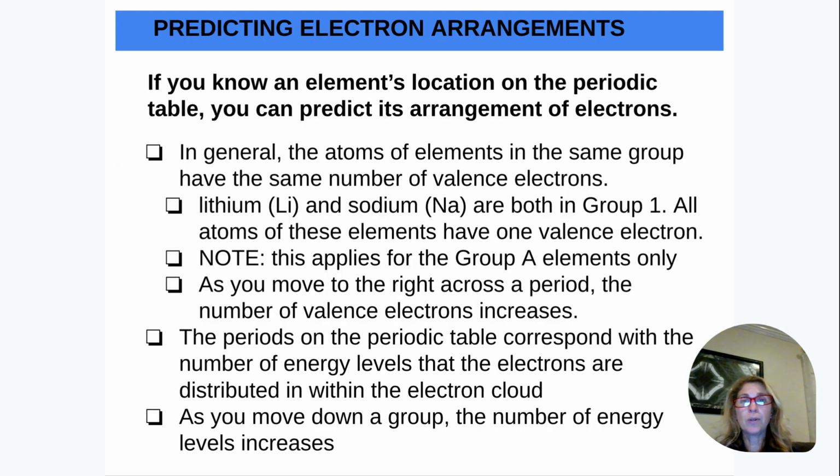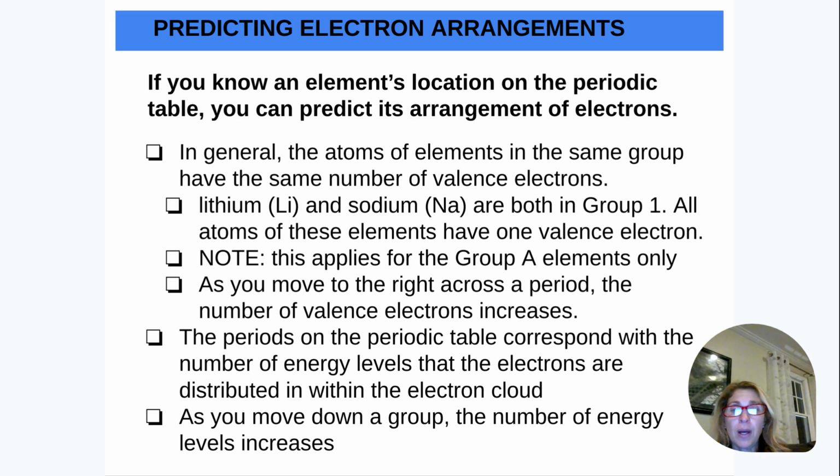You can also use the periodic table to help you predict arrangement of the electrons. If you know an element's location on the periodic table, you can predict its arrangement of electrons and several other properties as well. In general, atoms of elements in the same group will have the same number of valence electrons. An example of this can be seen with the alkali metals, lithium and sodium in group 1. Both of these elements have one valence electron. Both will lose that one valence electron and form ions with a positive 1 charge. Note that this trend applies for the group A or representative elements only. Again, the transition metals in group B have a lot of variation in their trends.